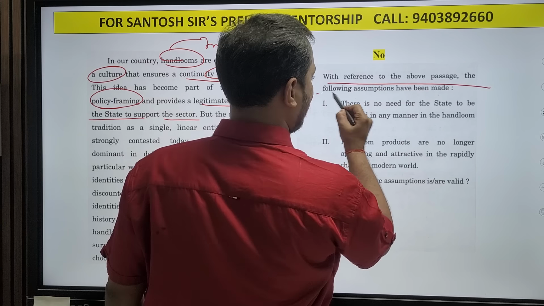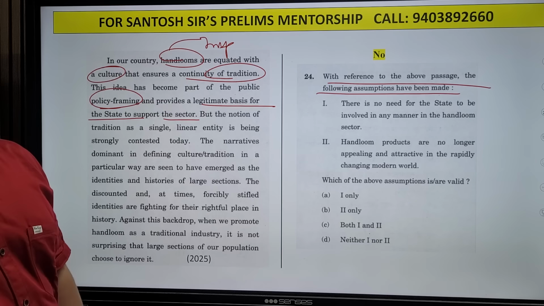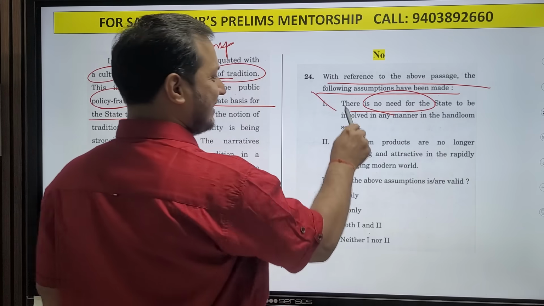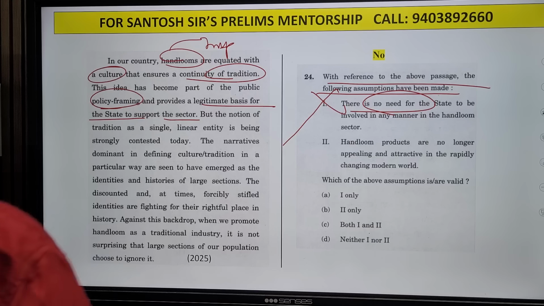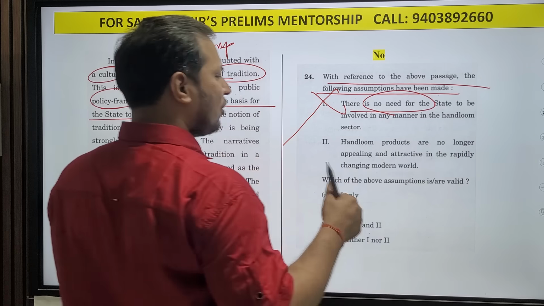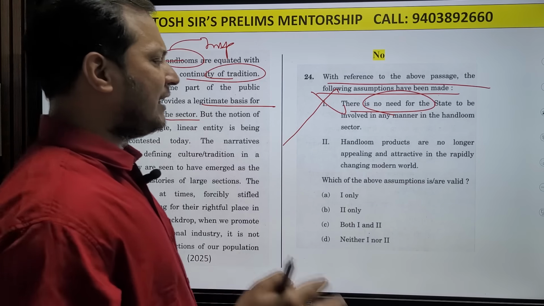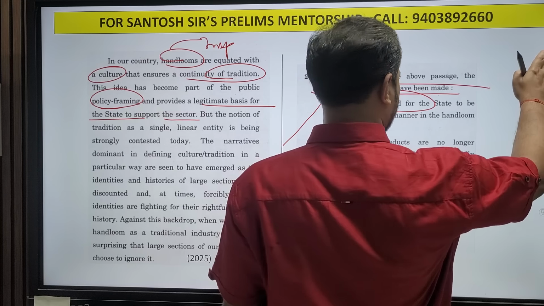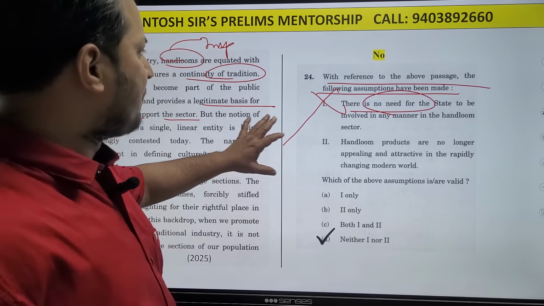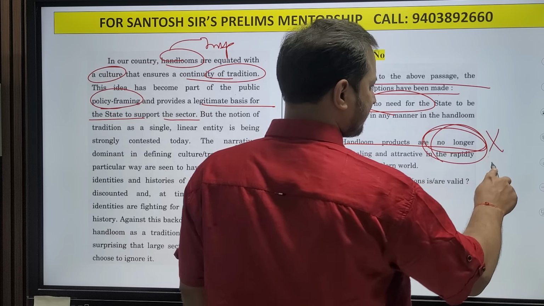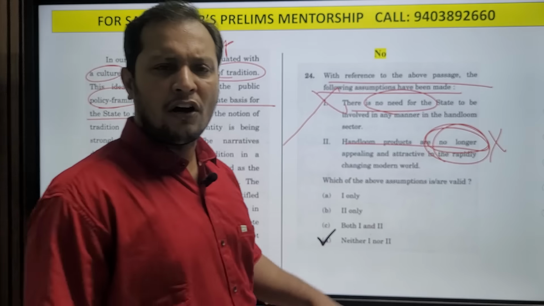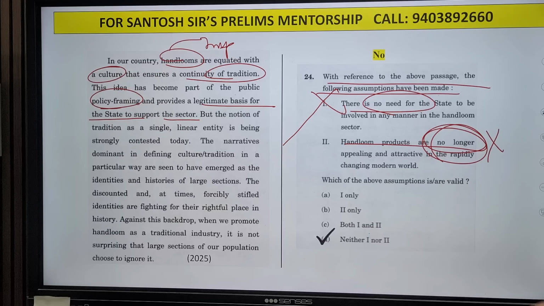With reference to the above passage, the following assumptions have been made. There is no need. No need, not possible, never, ever, guys. I have been telling you, it is really very easy to get marks if you are very careful. Now let us read the second statement. Handloom sectors are no longer... no need, not possible, no longer. Eliminate this and you get the answer very easily.